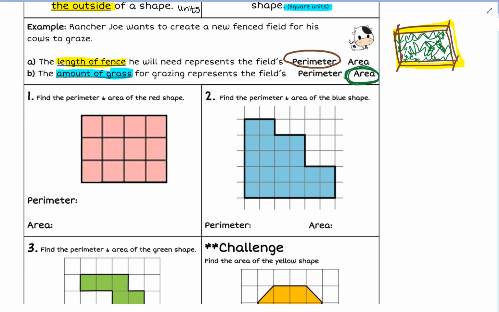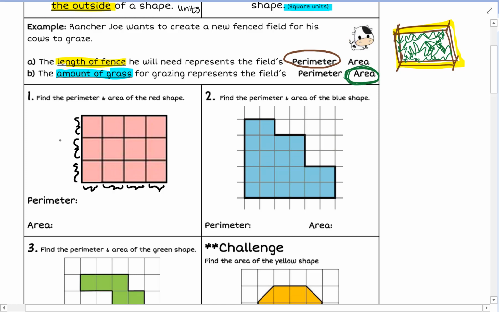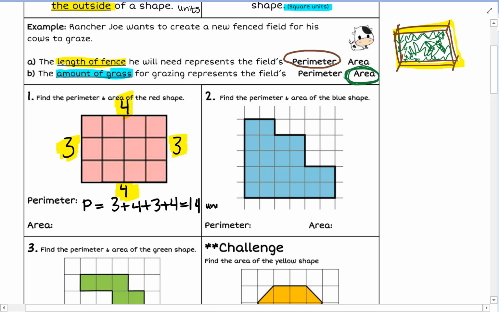For perimeter, I will count up how many units make the border of this shape, the outside of this shape. I have 3 here, 4 here, and this shape is a rectangle. So we know that if this is 4, this will also be 4. Opposite sides have the same length for a rectangle. My perimeter would be the distance around, which is 3 plus 4 plus 3 plus 4. That would be 7 plus 7 is 14. Perimeter is in units. So I will say 14 units.